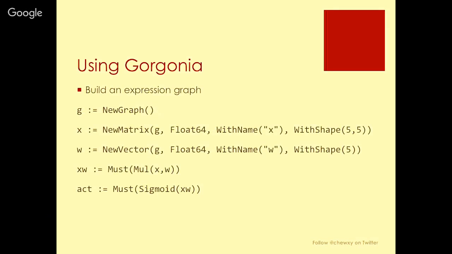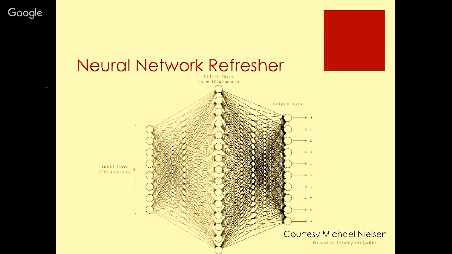So we'll start by building an expression graph. We define a new graph, and we'll say X is a matrix with the shape of 5 and 5. W is a vector, weight vector with shape of 5. XW is multiplication of X and W. And the activation is the sigmoid function of the multiplication. Now, if this formula seems a bit familiar, it's because it's the most basic neural network that you can build. That's a single layer, single fully connected layer.